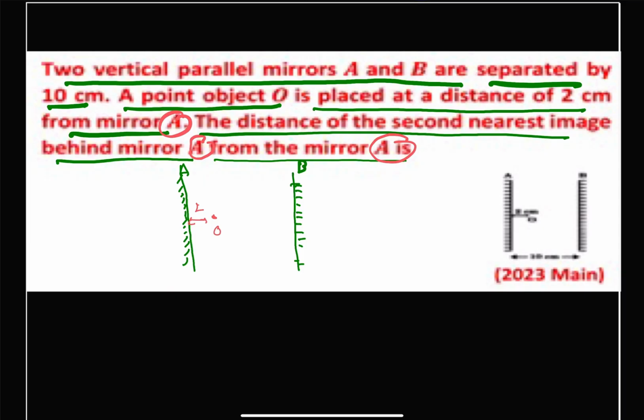So therefore with respect to mirror A, we can say there will be an image that will be 2 centimeter somewhere here. This will be 2, and let us call this mirror image I1. And the distance between the two mirrors is given to us as 10 centimeter. So this distance will be 8, and because of this mirror B, there will be an image formed somewhere here. Let us call that I2, and it will also be at a distance of 8 with respect to I2.